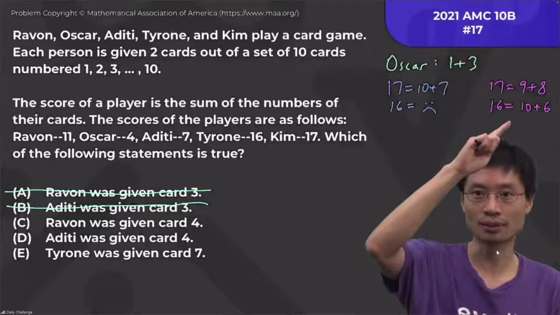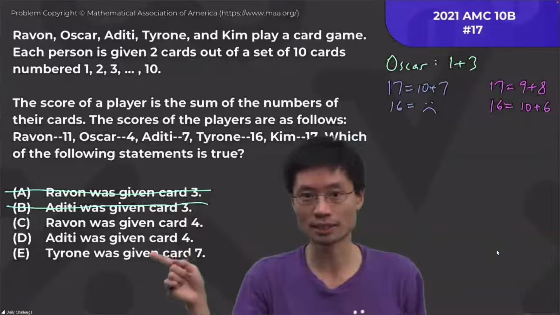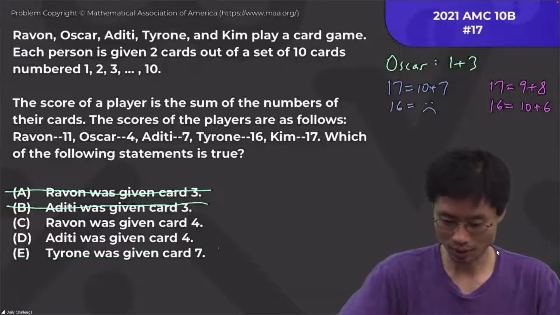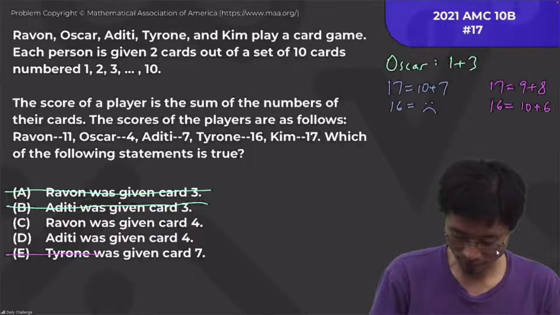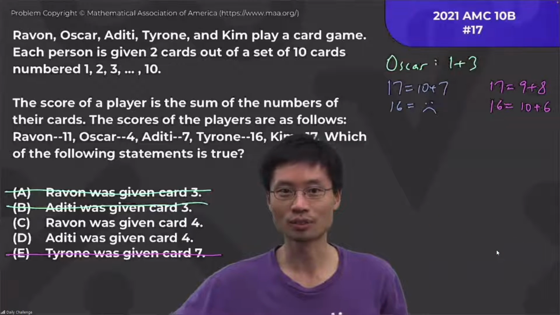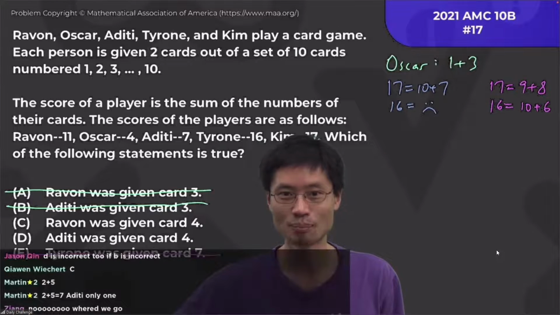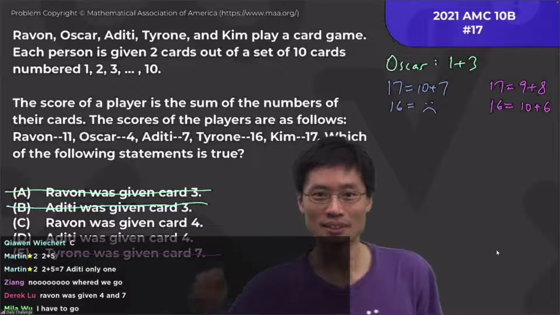If we're saying that Tyrone is 16, Tyrone is 10 and 6, Tyrone cannot be given card 7. Let's use the pink. I'll put the chat back in a second, don't worry. So that's out. So now I only have 2 more possibilities to go and figure out. I'm going to go put the chat back on. Hi, everyone. Okay. Now what's left?